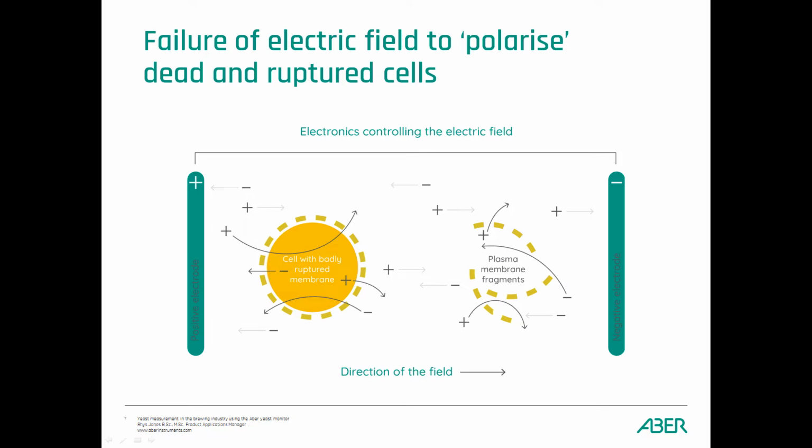On the other hand, dead cells, which have ruptured or permeable cell membranes, are unable to prevent the free flow of ions as live cells do, and therefore cannot hold charge around themselves, thereby not contributing a capacitance signal to the overall suspension. Therefore, the Aber technology is insensitive to the presence of dead cells.